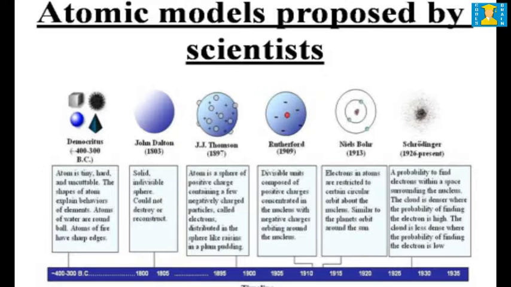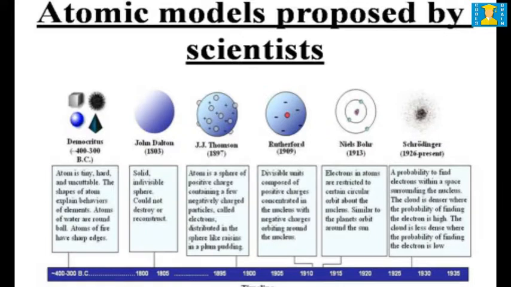Now the fourth scientist is Rutherford, found out in 1909. He states that atoms are divisible units composed of positive charge concentrated in the nucleus with negative charge orbiting around the nucleus. Now the next scientist is Niels Bohr, found out in 1913. He states that electrons in atoms are restricted to certain circular orbits about the nucleus, similar to the planets orbiting around the sun. Now the last scientist is Schrödinger.